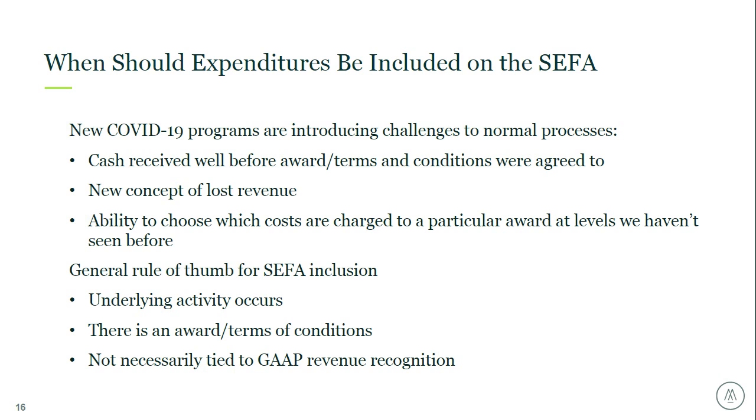The general rule of thumb to follow for CIFA inclusion includes whether the underlying activity has occurred. Are there award or terms of conditions? And they may not necessarily be tied directly to your GAAP revenue recognition. Documentation will be key for the organization in tracking and identifying the proper amounts.